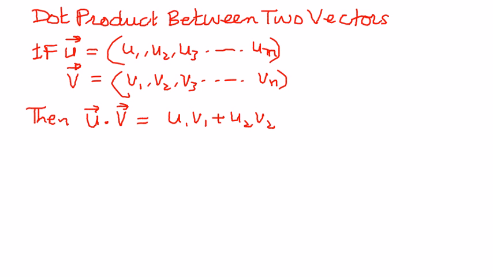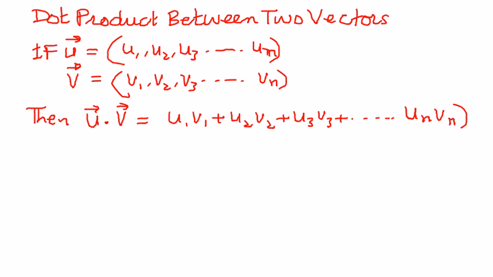We're going to multiply the first component of the first vector times the first component of the second vector, and then we keep going till we exhaust all the components of the vectors. u1 v1 plus u2 v2 plus u3 v3 plus all the way till un vn, like that. Okay, so the dot product is a scalar quantity and not another vector. The dot product is always a scalar quantity, not another vector.